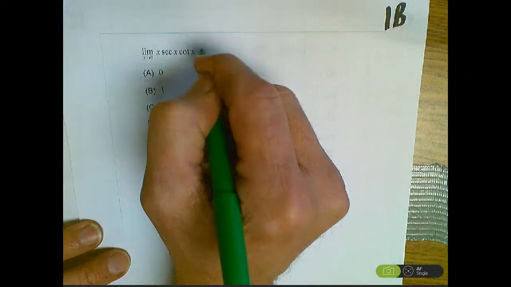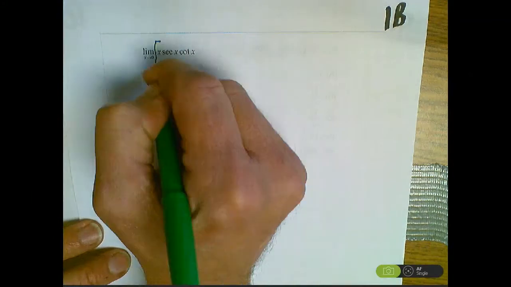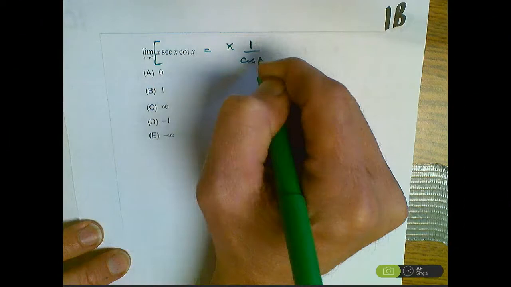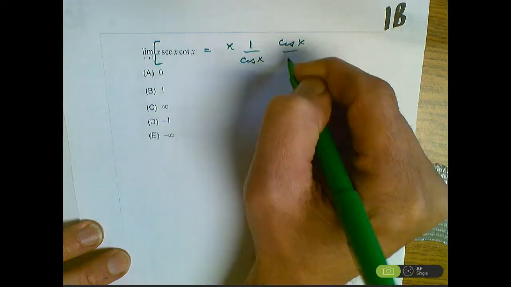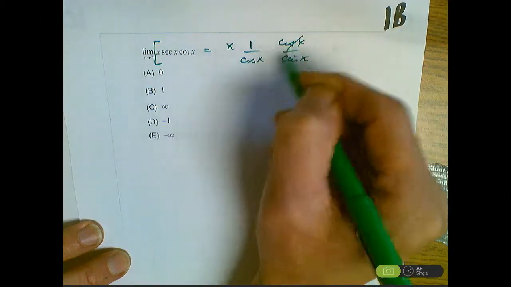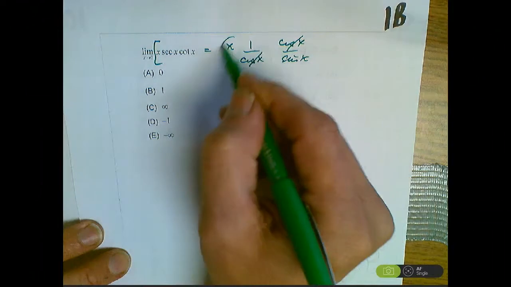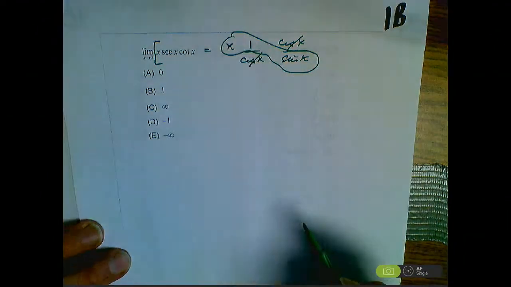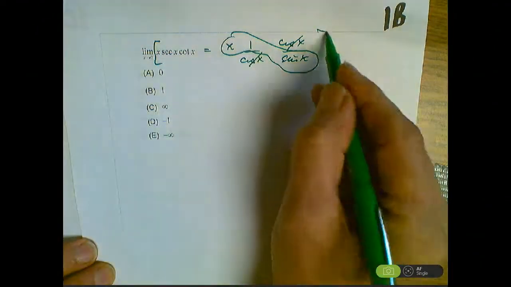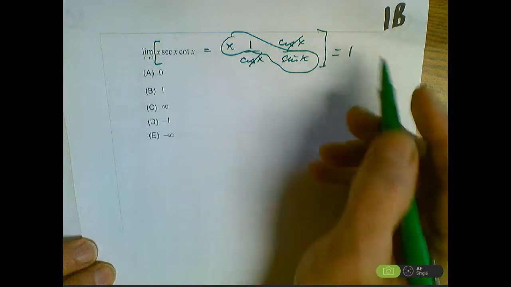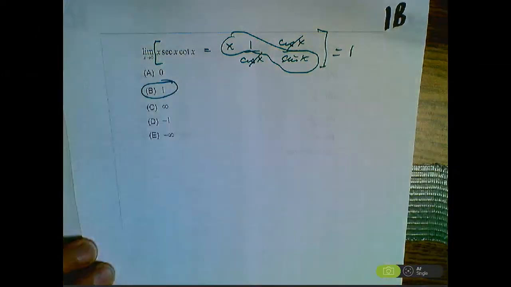Let's go to 1B. Okay, with a style of problem like this, I want to break it down into sines and cosines. So here's x, here's 1 over cosine, and here's cosine over sine. I notice that my cosines reduce, and I'm left with a pattern of x over sine, and as that limit goes to 0, that's going to be 1. So I'm looking for 1 here. Okay, 1C, let's turn the page.